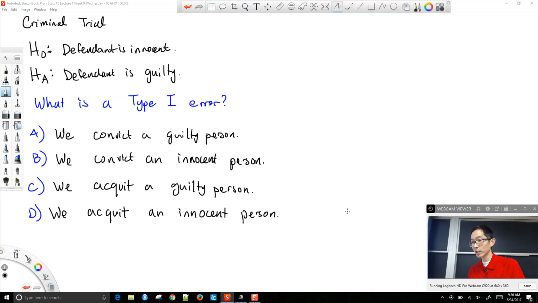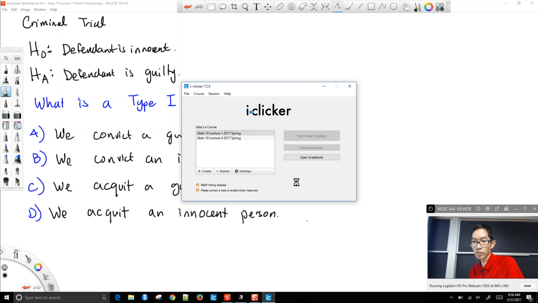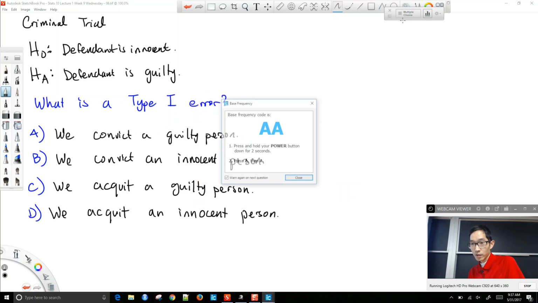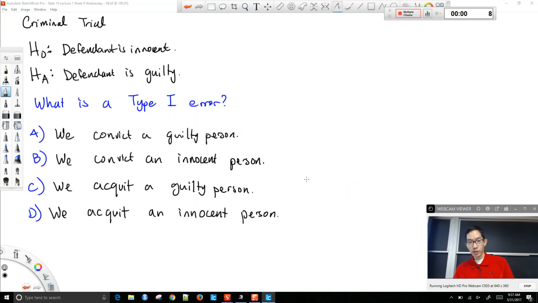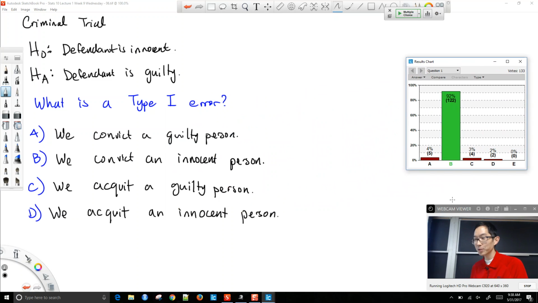Okay, sorry, let me get the clicker software running here. If you need to talk to your neighbor, you can talk to your neighbor, and we'll get this running here. So what is a type 1 error? It's going to be one of these 4 choices. I'm going to hit stop here. So get your clicks in if you haven't clicked. Great, 92% of you are correct.